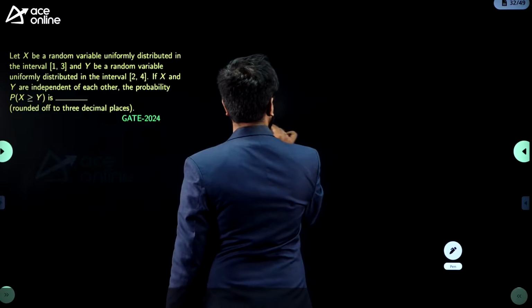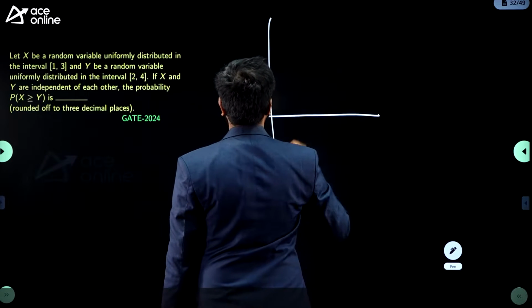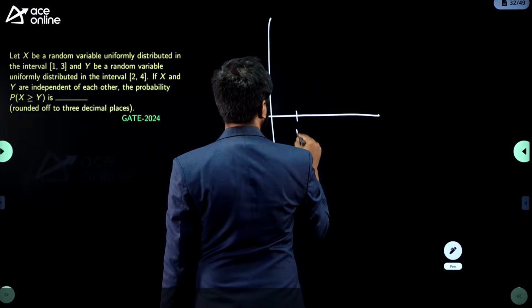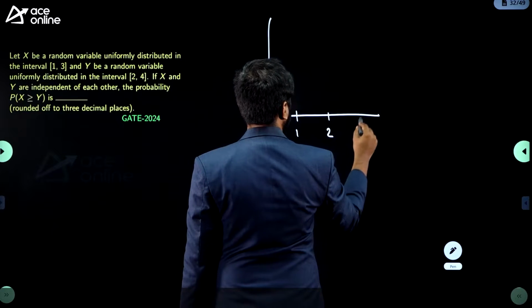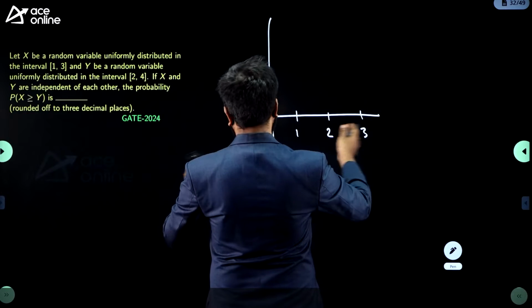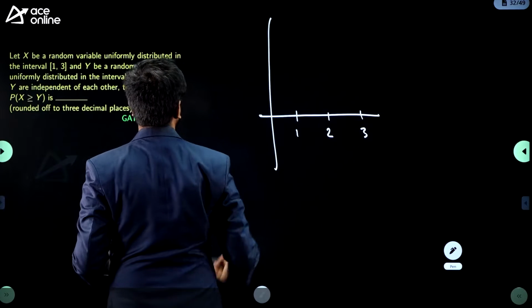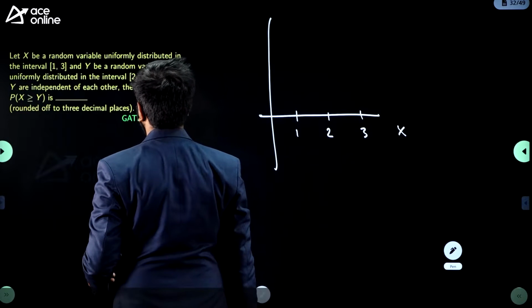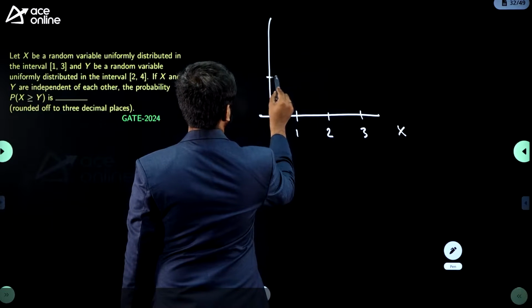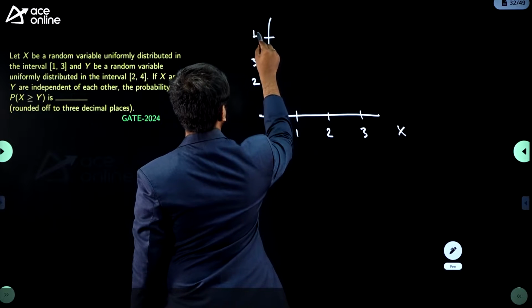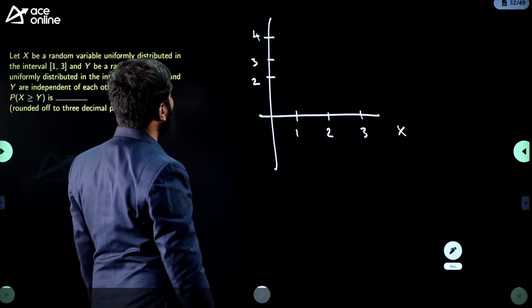Let us say x is in the interval 1 to 3. So, let us mark this as 1, this as 2, and this as 3. This is the random variable x, which takes values from 1 to 3. What about y? Y takes values from 2 to 4. So, maybe here is 2, this is 3, and somewhere here is 4. Now, what could be the sample space?